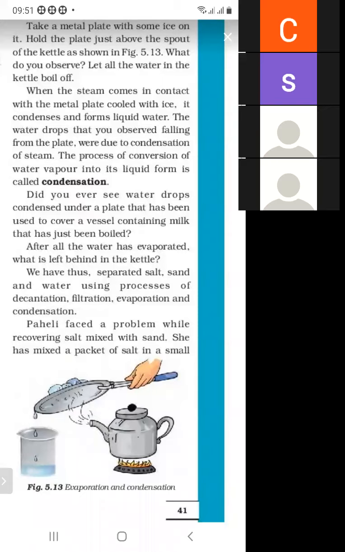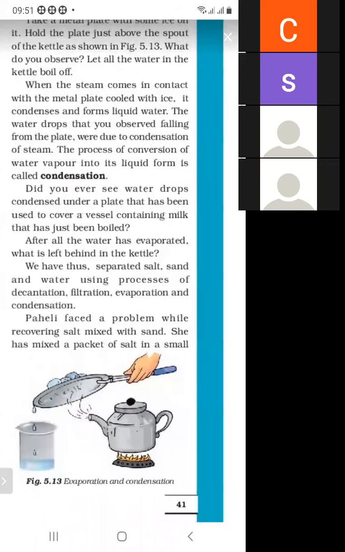and it forms liquid. And what do you mean by condensation? When the water vapor converts into the liquid form, this is called condensation. The process of conversion of water vapor into liquid is called condensation.